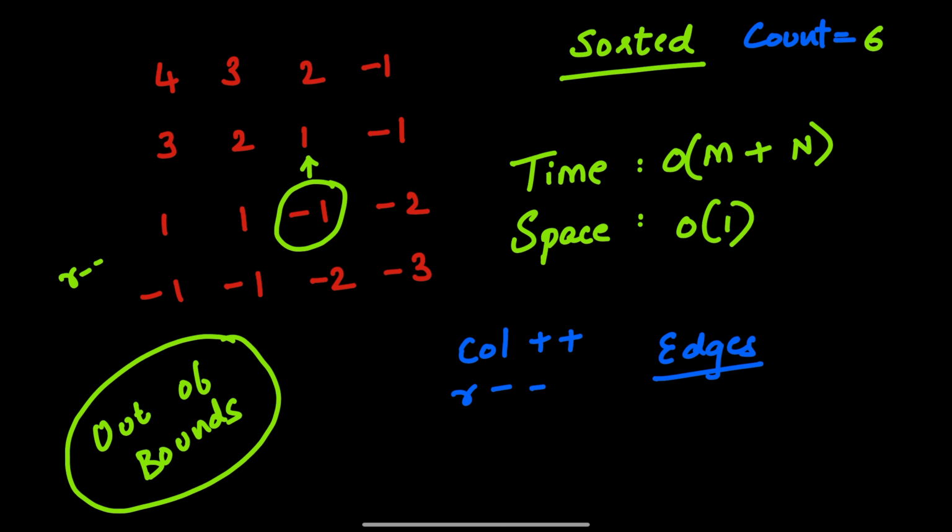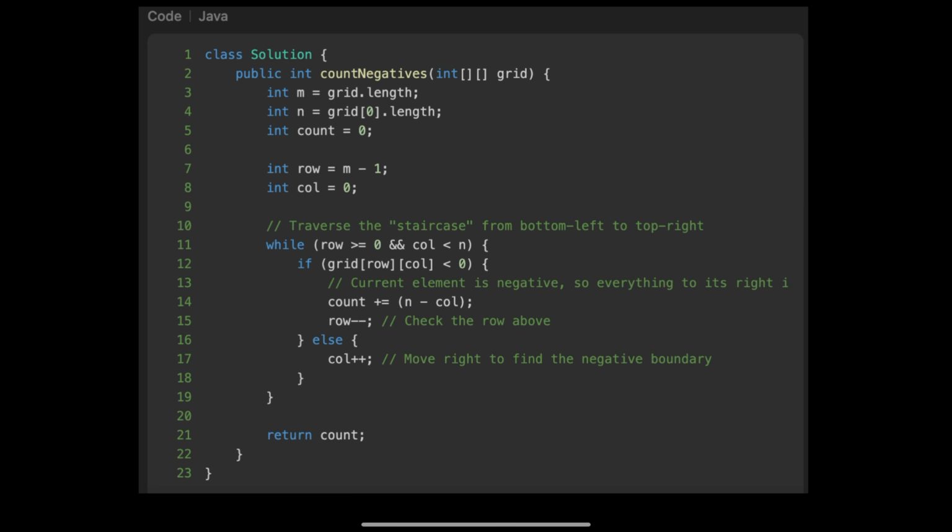Let's walk through its Java implementation. In this Java implementation, I've initialized a few variables to use as pointers for row and column, and a count variable to record the total number of negative values. Next step is to start a while loop until both row and column pointers are within bounds. If the value is negative in the grid at the row and column position, then we calculate the total number of elements to the right-hand side of the current position and add it to the count variable.